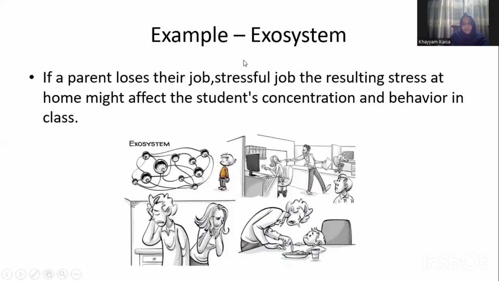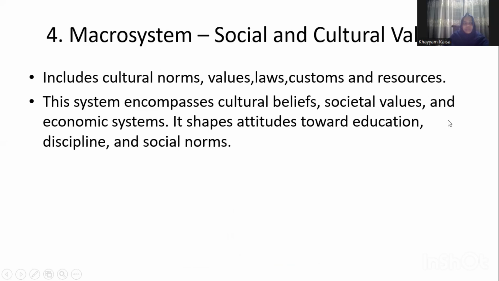Let's see, for example, exosystem. If a parent loses their job or has a stressful job, the resulting stress at home might affect the students' concentration and behavior in the class. It directly affects the child's education. Okay, so this picture also represents that. So next I'll move to the fourth point.